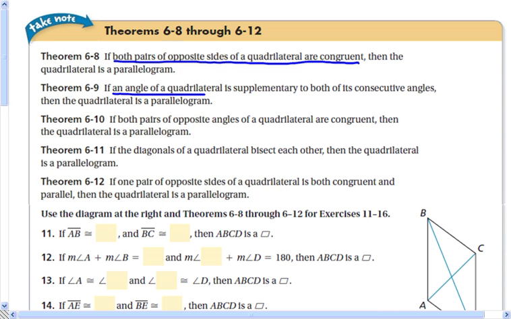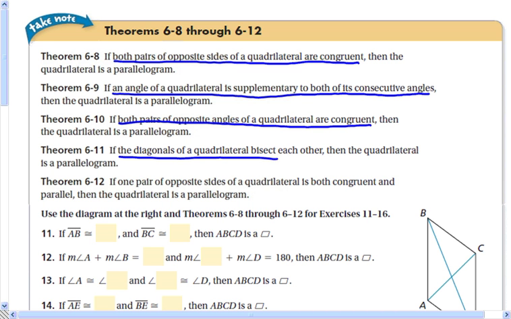6.9, if an angle of a quadrilateral is supplementary to both of its consecutive angles. If both pairs of opposite angles of a quadrilateral are congruent, if the diagonals of a quadrilateral bisect each other, if one pair of opposite sides of a quadrilateral is both congruent and parallel, in any of those cases you can prove that the quadrilateral is a parallelogram.